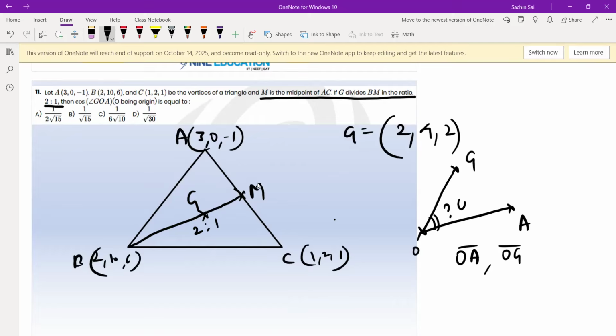And if this angle is theta, then what is cos theta? It is OA dot OG by mod OA times mod OG. So that will give you the cosine of the angle, right? Important thing to remember here: if you want to find an angle formed at a point, then the two vectors you use must start from that point, right?